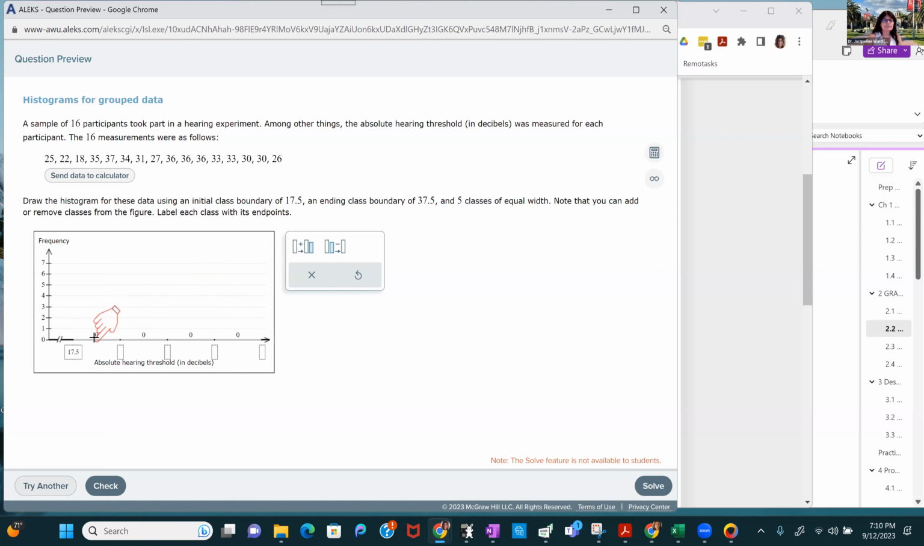So notice here, this is one class. That's the second, the third, the fourth. We need 5. So this is where you can add another one. Okay. So I went ahead and did that. So we have 5 classes there. And the ending class boundary is 37.5.